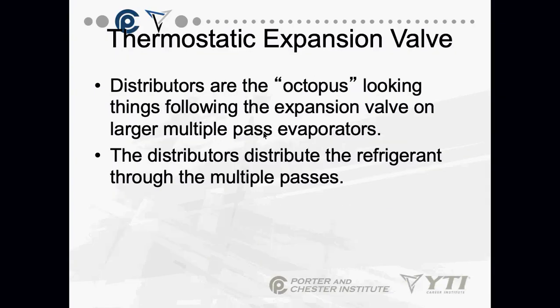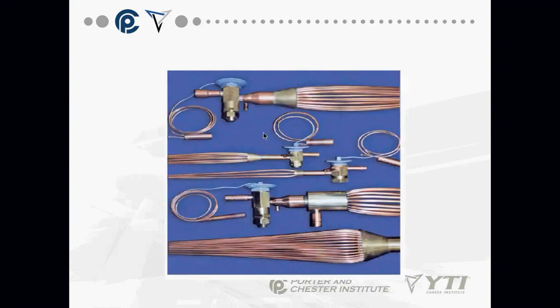Distributors are octopus-looking things following the expansion valve on larger multiple-pass evaporators. The distributors distribute the refrigerant through the multiple passes. This is a distributor. Basically, on your outlet of the TXV, it's split into different coils, different sections of your evaporator. So one evaporator might actually have 16 or 17 coils on it that the refrigerant is going to flow through individually.